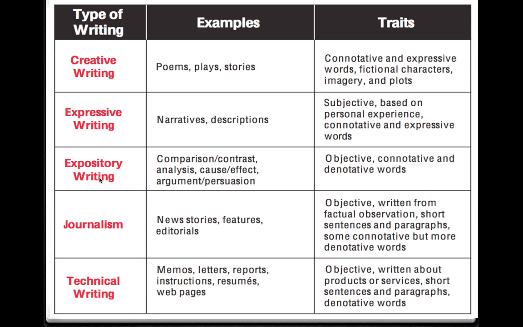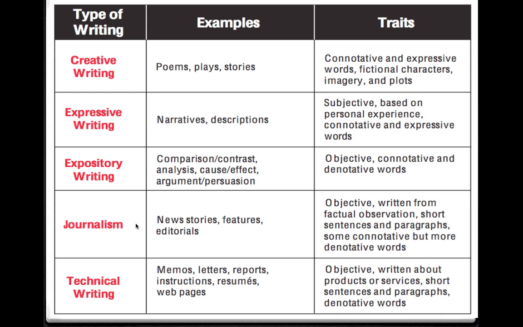Then we have expository writing. It is comparison, contrast, analysis, cause, effect, argument, and persuasion. And this type of writing is objective. Connotative and denotative words are used here. This is the trait or characteristics of this type of writing.